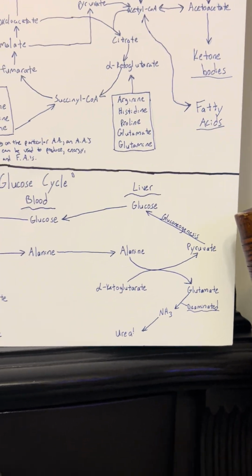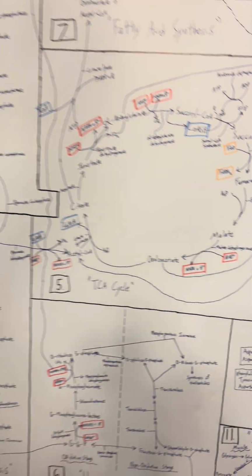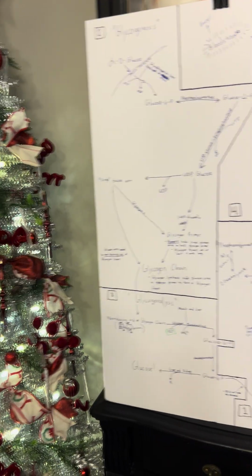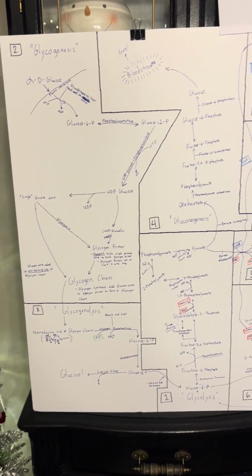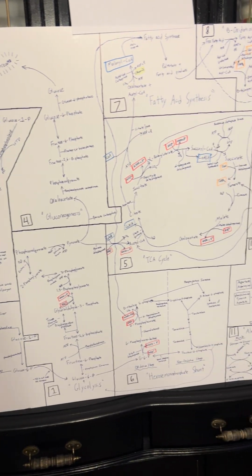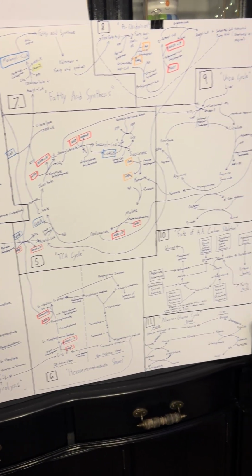Right, and that is basically the whole list of pathways I have explained for today. Here's a quick overview of my poster, real quick. Everything included.